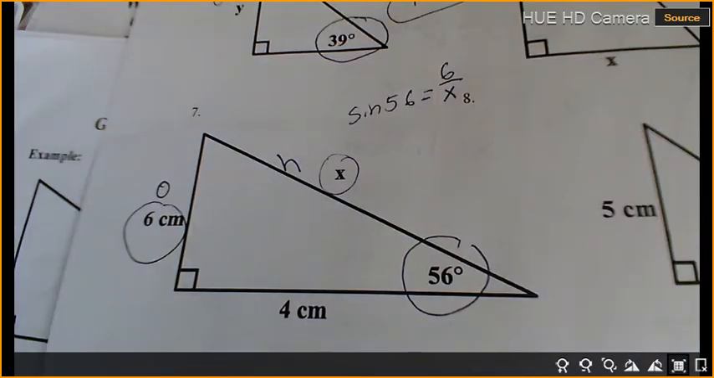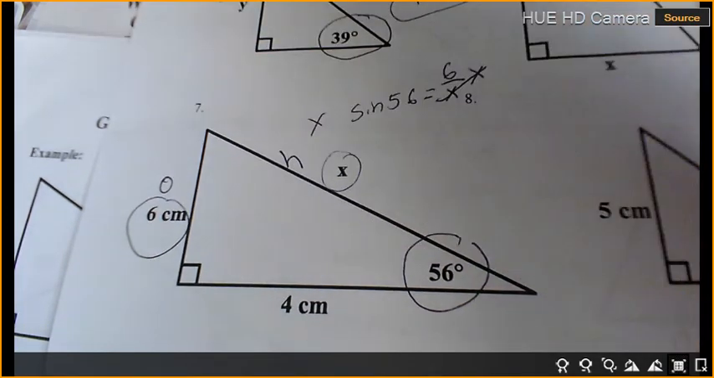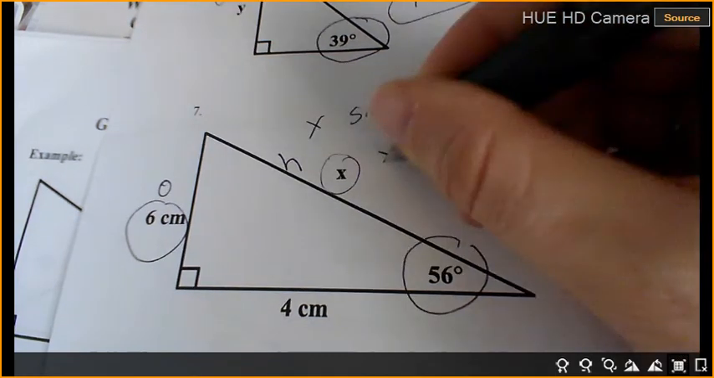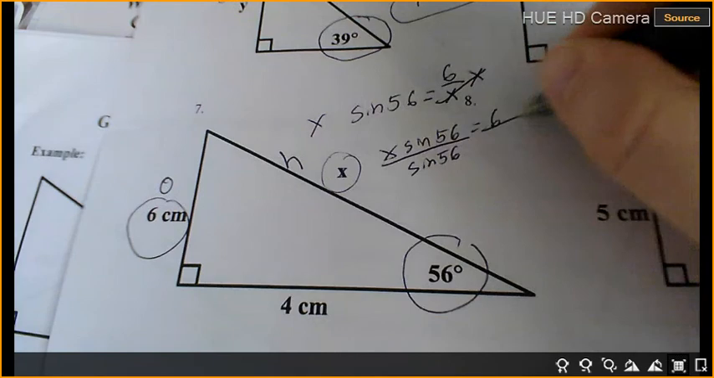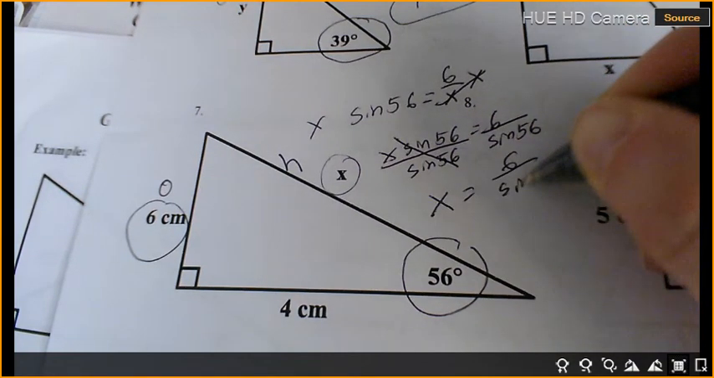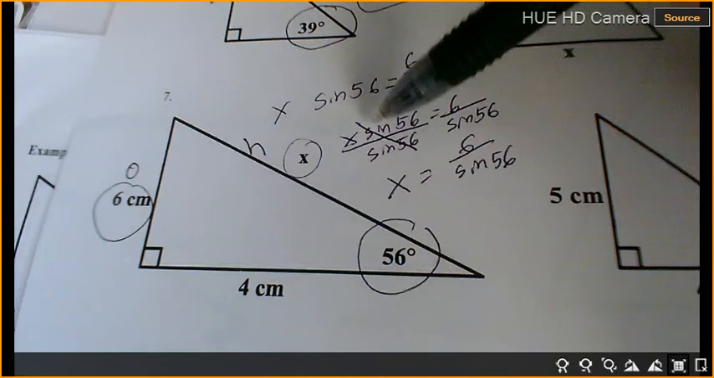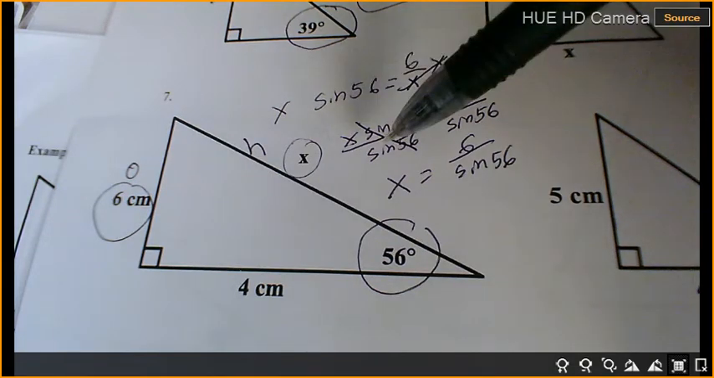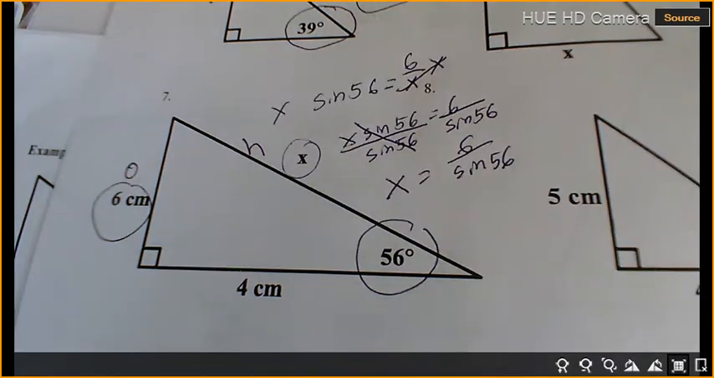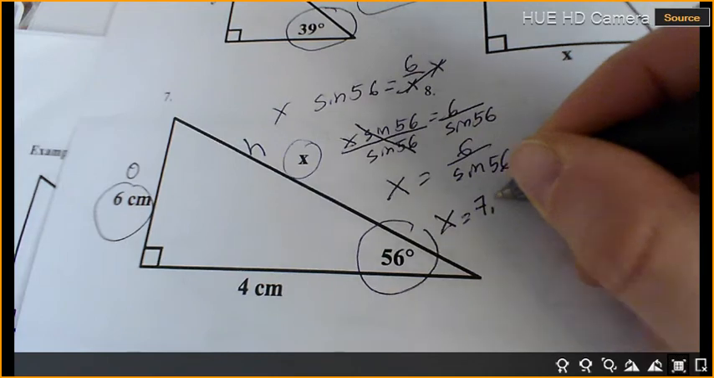Uh-oh. I can't just multiply both sides by 6, right? That doesn't work. What do I do? How do I get the x off the bottom? You can do the reciprocal, but I would multiply both sides by x. Watch how this happens. So I get x sine 56 equals 6, and then I would divide both sides by sine of 56. So I have to put in my calculator 6 over sine of 56, yeah? So I multiplied both sides by x. It gave me x sine 56 equals 6. I divided both sides by sine of 56. So that gave me 6 divided by sine of 56. And what do I get when I put it in my calculator? 7.24 centimeters.